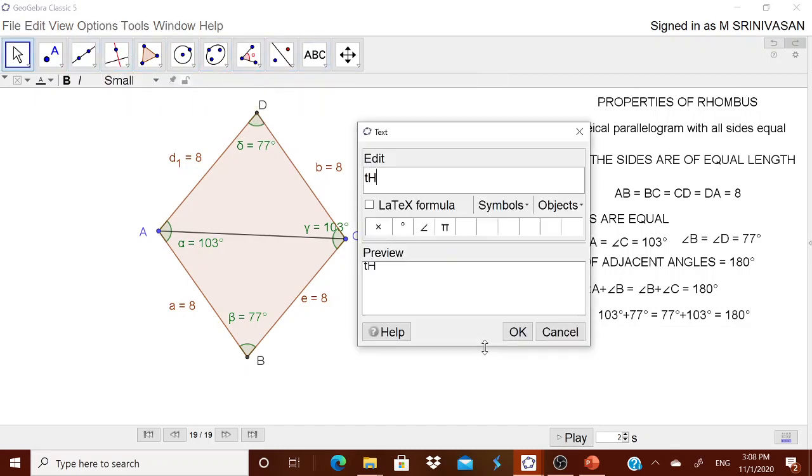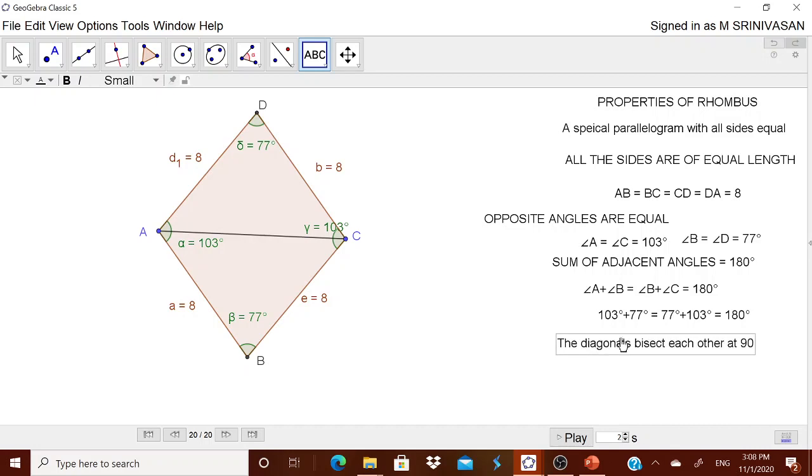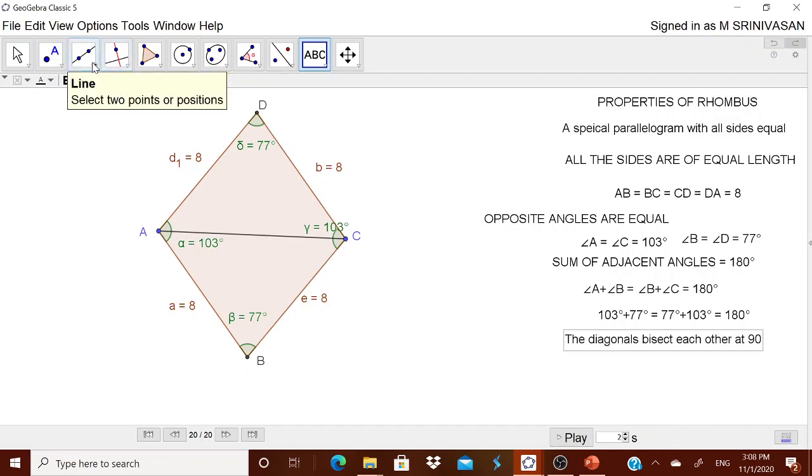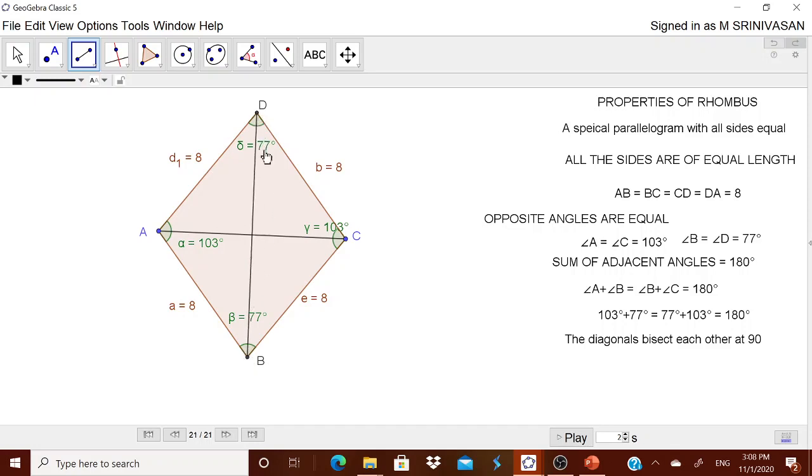The diagonals bisect each other at 90 degrees, at right angles, whatever you call it. Therefore I am making it as okay. Now what is the meaning of it? I want to take the other diagonal. Now I will go to the segment. Let me join this BD. Let me get the point of intersection. Both of them are intersecting at E.